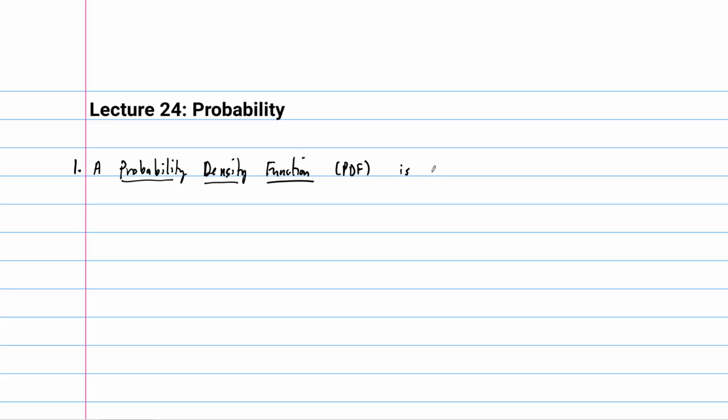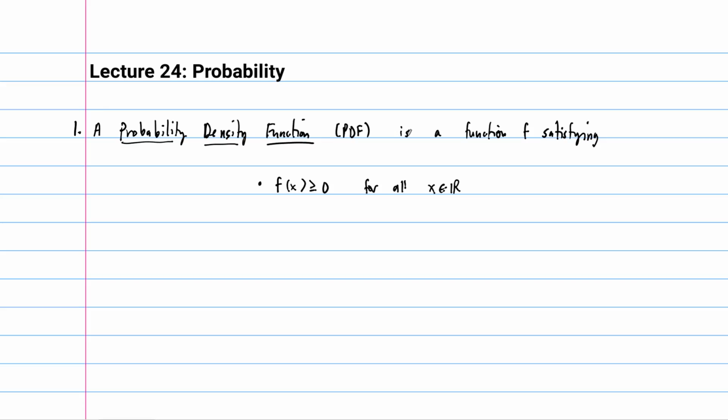It's a function, of course. So it's a function f satisfying these two criteria. Number one, I'll just put these as bullet points: f of x is defined and greater than or equal to 0 for all x in the real number line. So it's defined and greater than or equal to 0 for all real numbers.